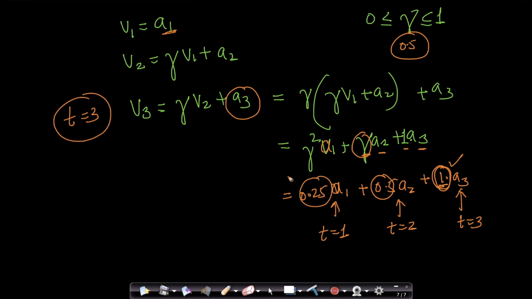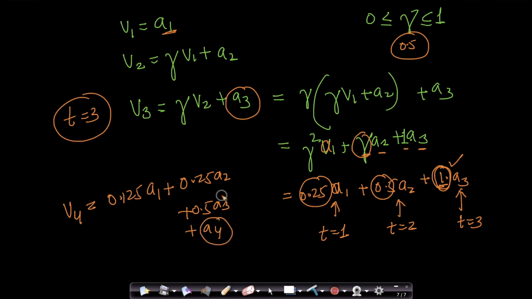The next point, I'm giving still lesser weight. Okay. So now what happens at V4? V4 can be written as 0.125 times A1 plus 0.25 times A2 plus 0.5 times A3 plus A4. See, I'm giving most weightage to A4, lesser weightage to A3, still lesser to A2, still lesser to A1.